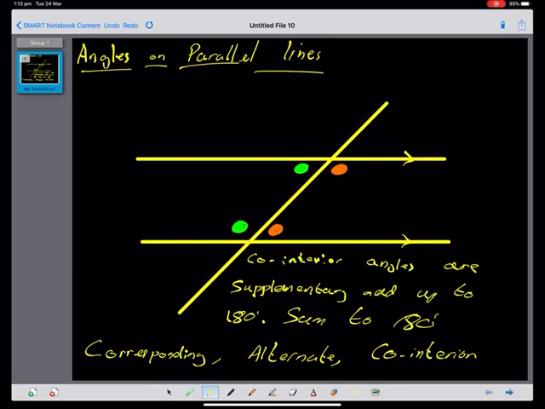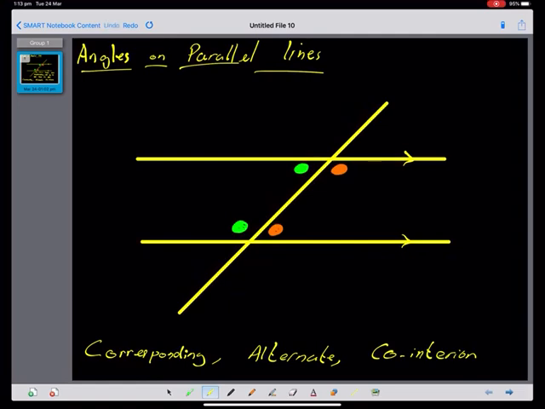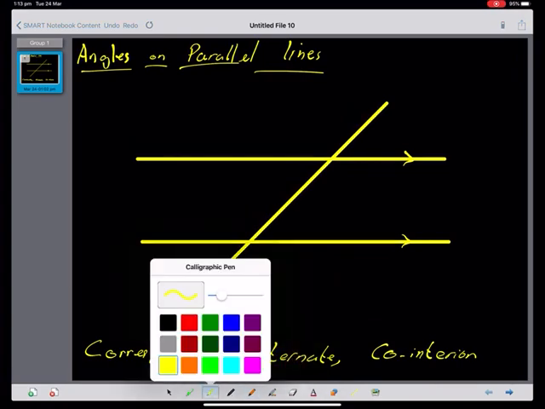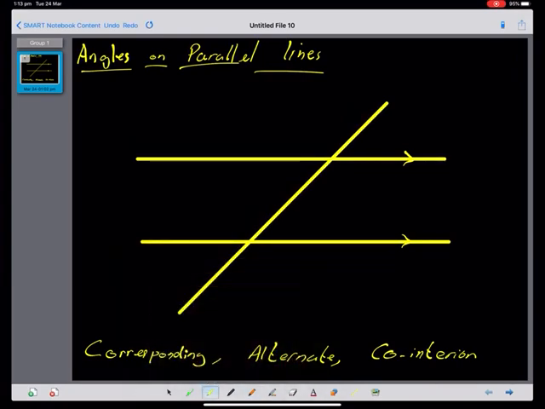Okay, so let's have a go at finding some pronumerals. If this is, let's make this 110, I would like you to find m, and if this is, let's make this 80, I would like you to find angle n. Okay, off you go, pause the video and provide a reason.